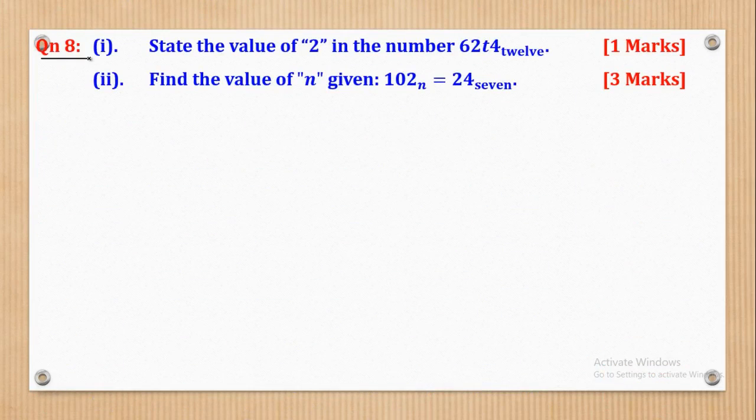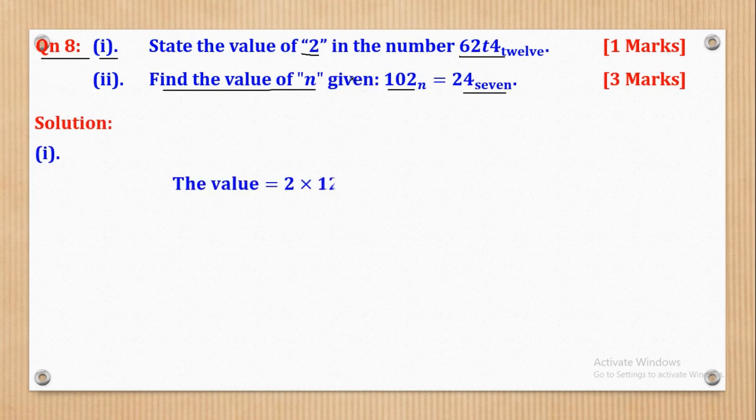Now we shall go to question 8. Question 8, Roman 1 says, state the value of 2 in the number 624 base 12, and that is 1 mark. Then Roman 2, find the value of n given 102 base n is equal to 24 base 7. So in this case the value of 2 will be, remember this is power 0, power 1, power 2, so it will be 2 times 12 to power 2 to come up with 288.